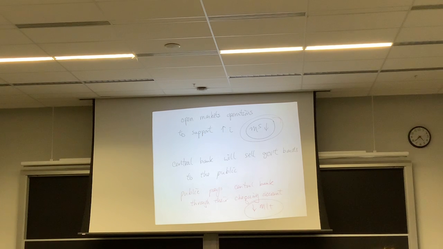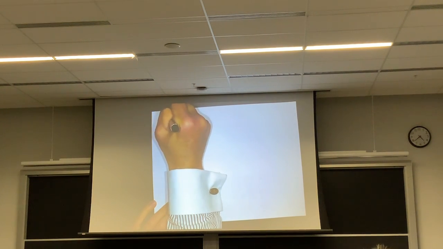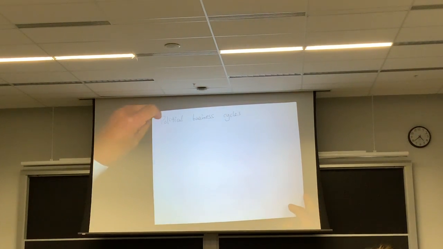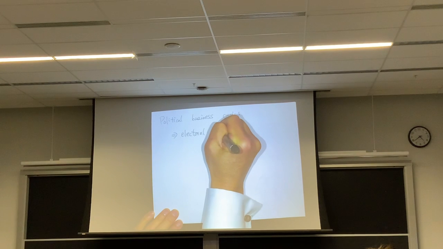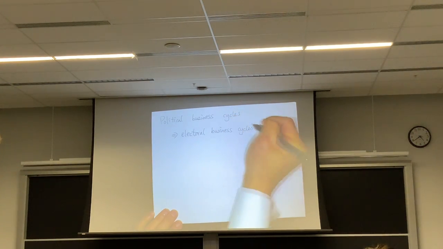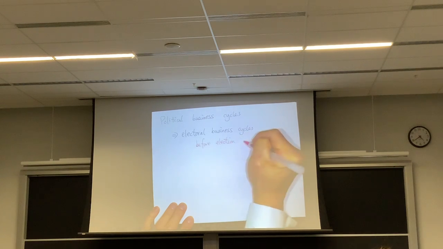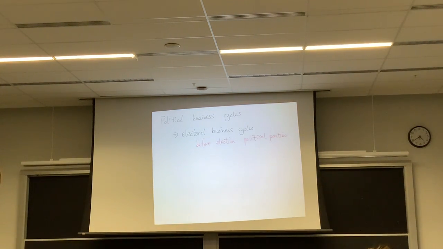And now, next, political business cycles. In other words, the business cycle initiated by the political process or the political system. First, the electoral business cycle. In other words, before an election, political parties all have the same trick. They increase government spending and lower taxes.